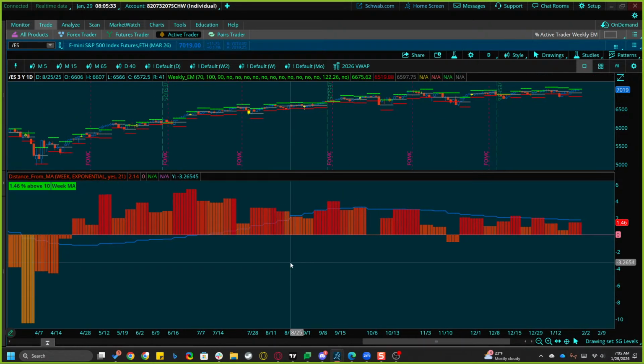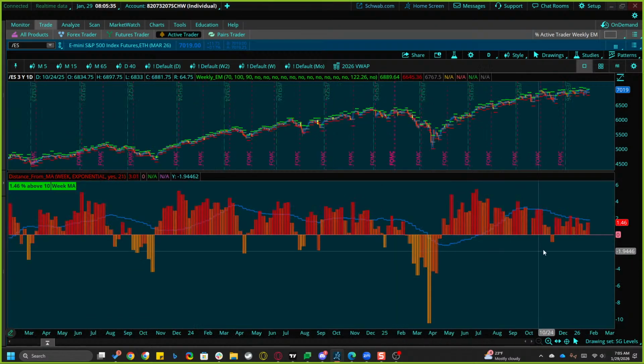1.5% above the 10-week, everything's fine. We haven't got the crossover that I've been looking for. Maybe next week we start that run. I don't know. Either way, we don't have it right now. We're not overbought. That move yesterday on this time frame was not too much.